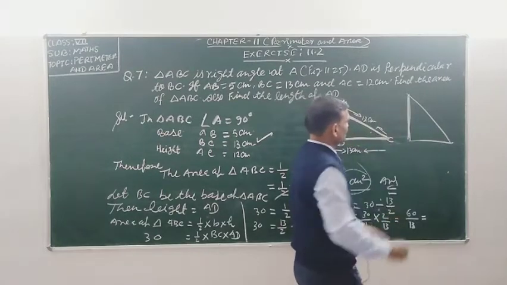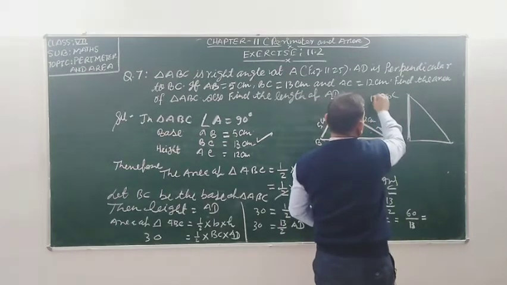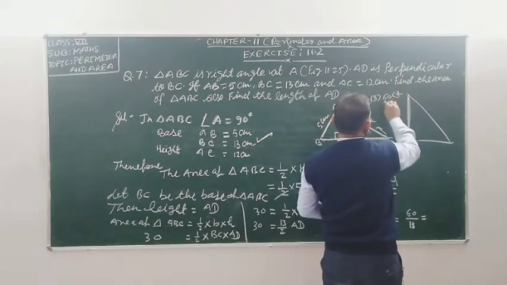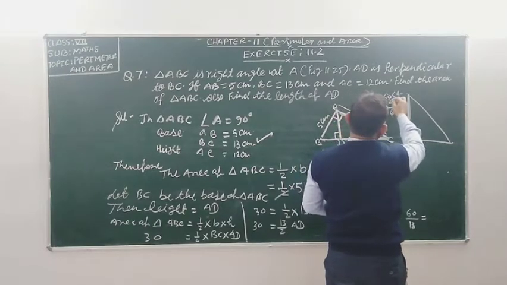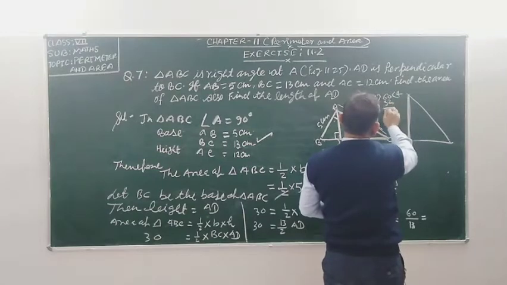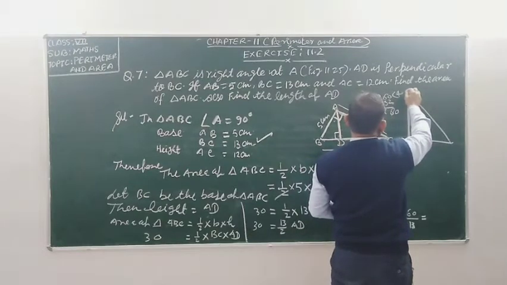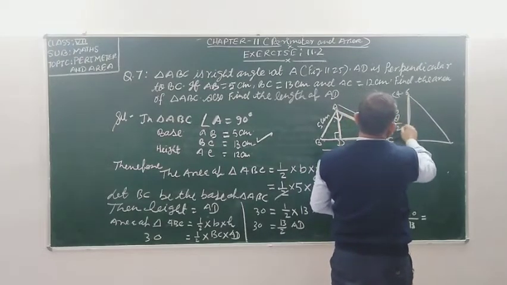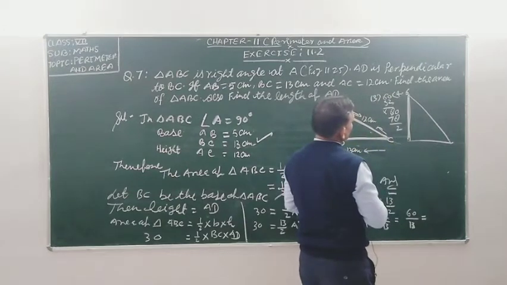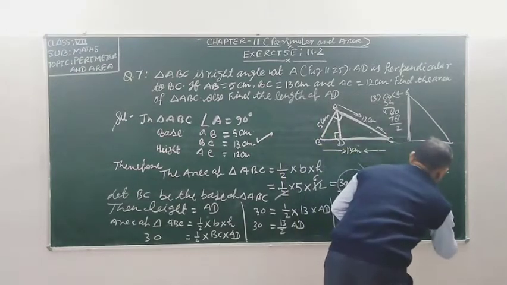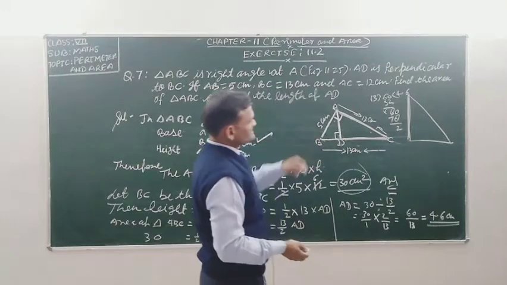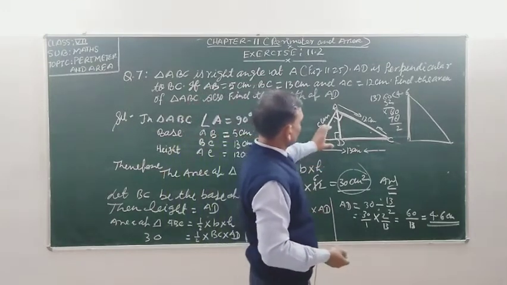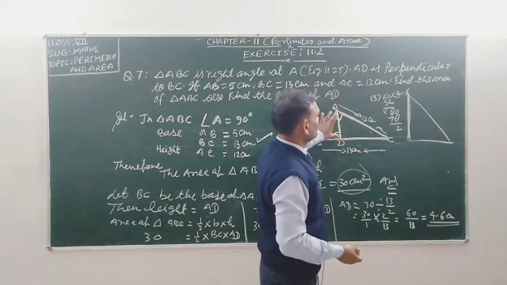Now divide 60 by 13. 13 times 4 is 52, 60 minus 52 is 8, bring down 0, 80; 13 times 6 is 78, minus 78 leaves 2, which means 4.6. So 4.6 centimeter is the length of AD.